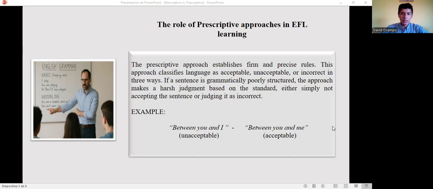For example, something that is common among students is to ask, teacher, please, what is the difference, or is the sentence correct, between you and I? Is it unacceptable or acceptable? Because the grammatical rule states that after prepositions like between, the objective case of the personal pronouns must be used. Therefore, the correct sentence would be between you and me. For this reason, this sentence is not acceptable.